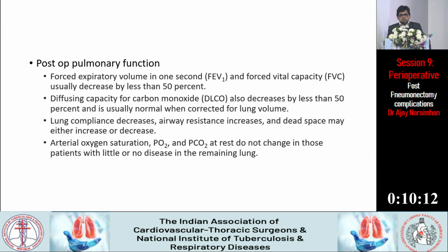And what happens to the postoperative pulmonary function? Generally, forced expiratory volume and forced vital capacity decrease by less than 50%. The diffusing capacity for carbon monoxide also decreases by less than 50% and is usually normal when corrected for lung volumes. Lung compliance definitely decreases and airway resistance increases, and dead space may either increase or decrease. PO2 and PCO2 at rest are usually normal because there is little or no disease in the remaining lung. Only those patients are generally subjected to pneumonectomy.